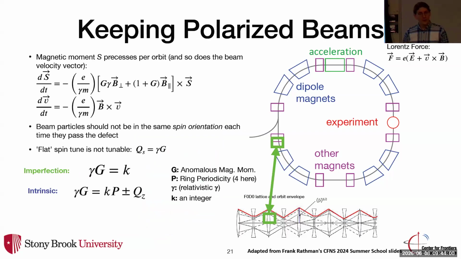Polarized beams have their own version of that problem. So in addition to the vertical and horizontal tune, we also have to think about the spin precession as we go around.